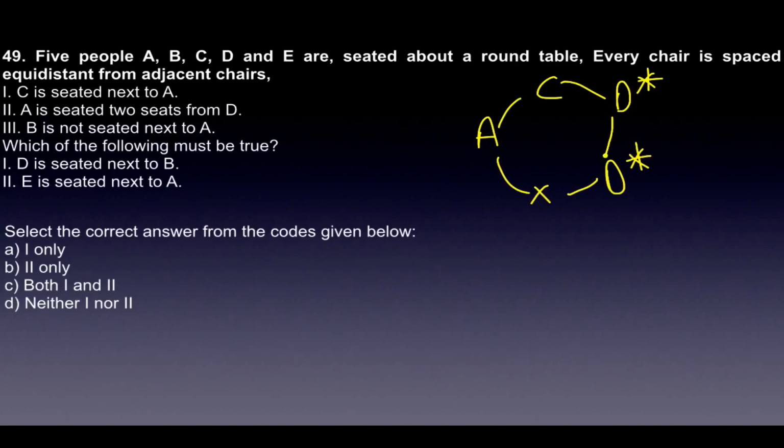Since there are 5 people, you can close the chain. Now B is not seated next to A, so either B is here or B is here. So automatically only one place remains, it is for E. So now see, D is seated next to B, so obviously if D is here then B is here, or D is here then B is here. So first assumption is correct. E is seated next to A, so both of them are correct. Answer is C.